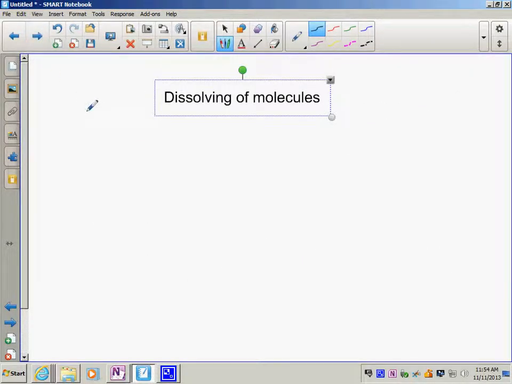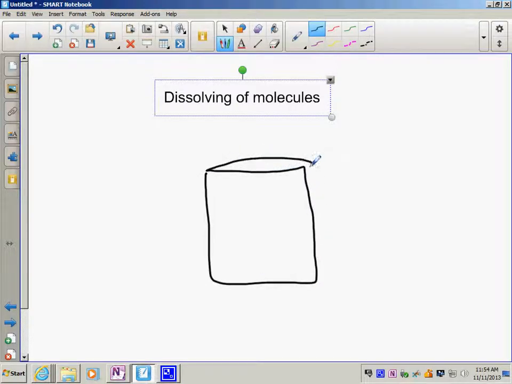All right, dissolving of molecules. So we saw how ionic compounds dissolved in the last video, but in this case, we do know that some molecules will dissolve. Some will dissolve in polar solvents, some will dissolve in non-polar substances, depending on the actual chemical. But once again, why do things dissolve? There has to be some attraction between the solute.